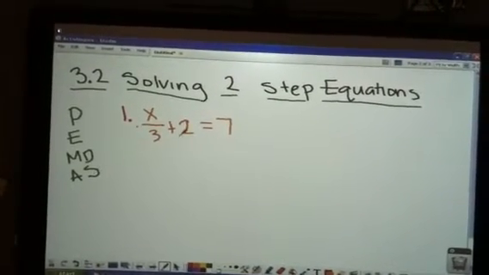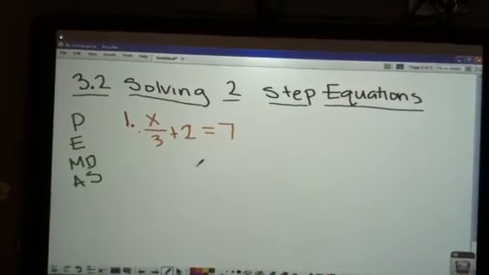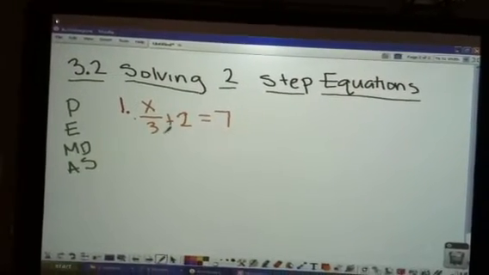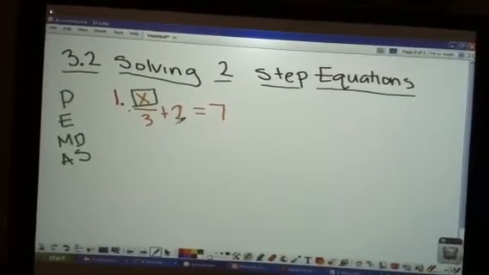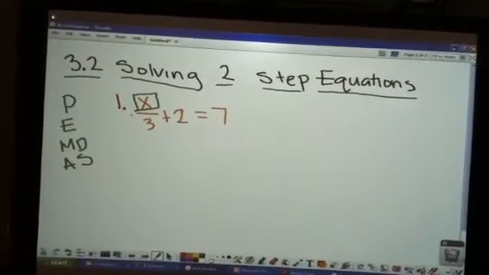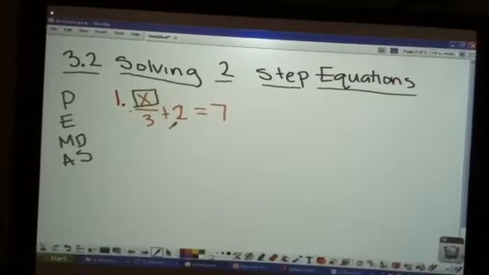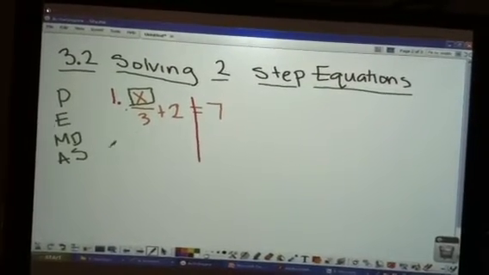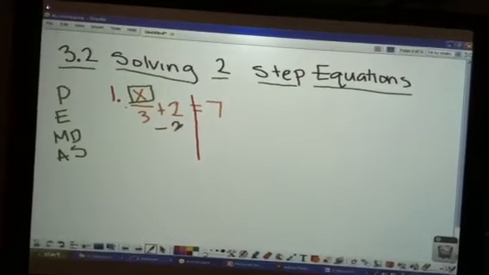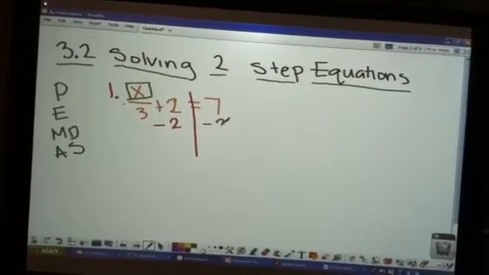And what we're going to do is we're going to look at our equation and look at what is being added or subtracted and get rid of it. Remember, our goal is to get x by itself. So we have a 2 that's being added. We want to do the opposite operation or the inverse operation, which is to subtract 2. So we're going to draw our line so we don't get confused. We're going to take 2 and we're going to subtract 2 from both sides.